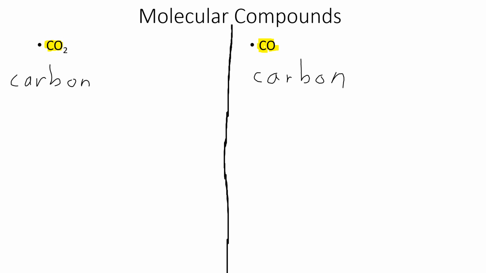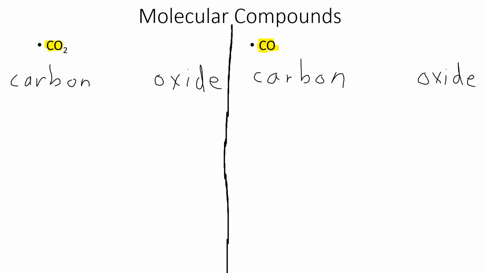Okay. Next rule says name the second element, replace the ending with IDE. Well, the second element in each case is oxygen. So we're going to chop off the ending, replace that ending with IDE. So the oxygen is going to become oxide for the example on the left. For the example on the right, same thing. Oxide.